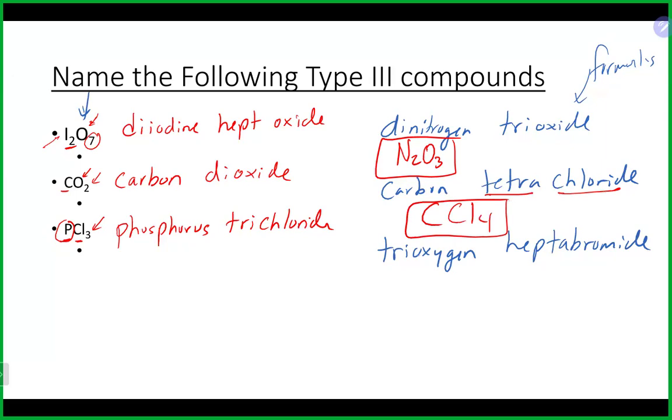Lastly, tri and hepta, prefixes tell us type 3. Tri means three, oxygen is O, so I got three of those. Hepta is 7, and bromide is Br. I got 7 of those on something that doesn't exist, but it looks nice. I got O3Br7 in that case. Any questions on those there? Yeah.